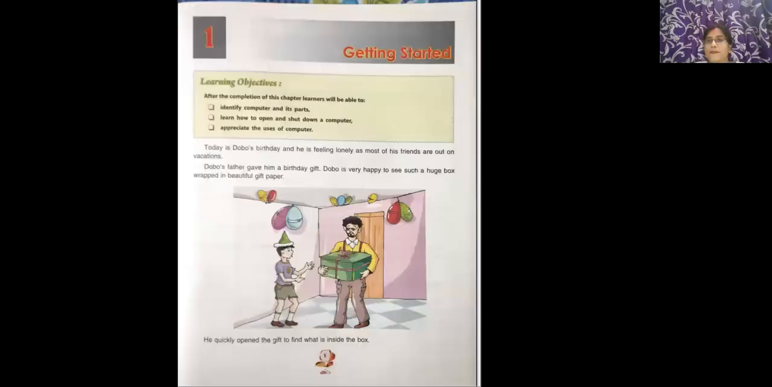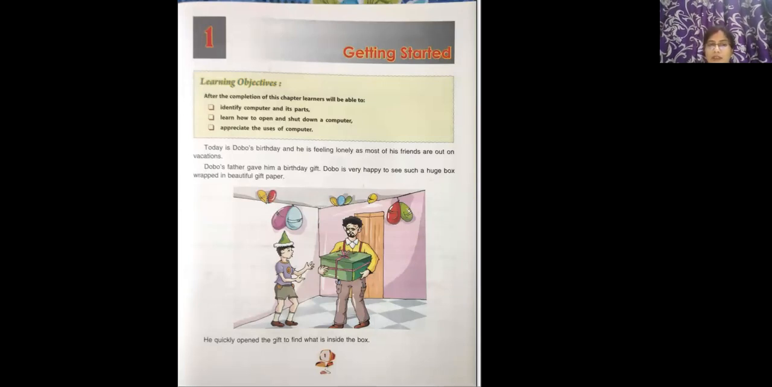Okay, today we are going to start a new chapter according to the syllabus of your class. The first chapter we are going to get started with is chapter number 1, Get Started itself. So, what are the learning objectives of this particular chapter? At the end of the day, what are you going to learn?